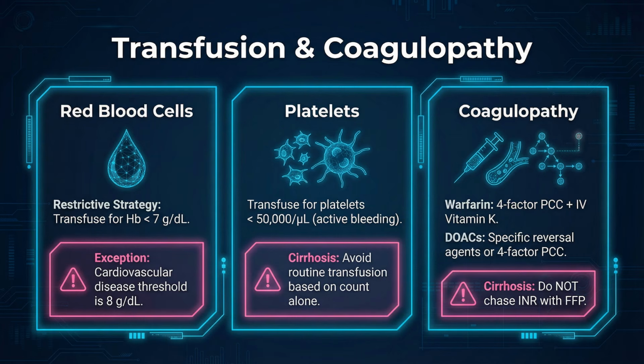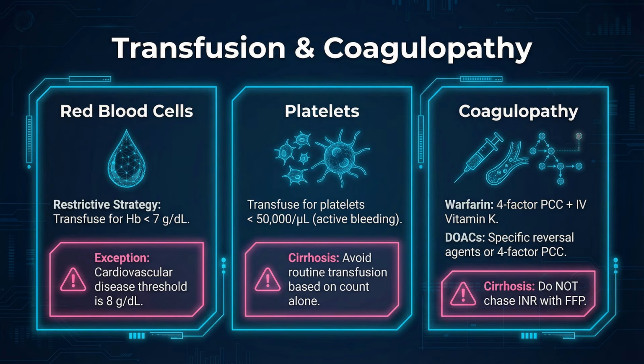When it comes to coagulopathy, if your patient is on warfarin, reversal is achieved with 4-factor prothrombin complex concentrate, or PCC, plus concurrent IV vitamin K. For patients on DOACs with life-threatening bleeding, you should use specific reversal agents like idarucizumab for dabigatran, or 4-factor PCC for factor Xa inhibitors, as andexanet alfa was withdrawn from the US market.